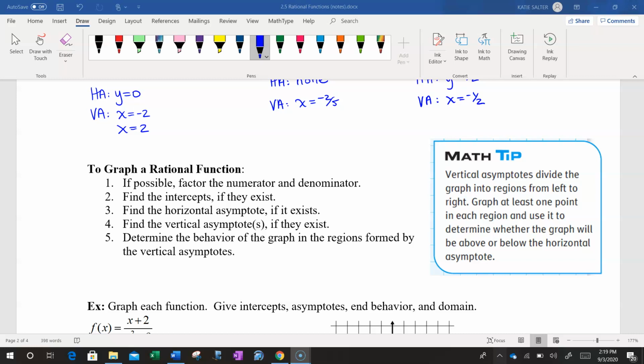Once we get all those things, we're going to graph them on our graph paper, and then determine the behavior of the graph in the regions formed by the vertical asymptotes. So once you get your vertical asymptotes on there, you're going to substitute an x value within each region and figure out, am I graphing above this horizontal or below this horizontal, to get a little sketch of the graph going.